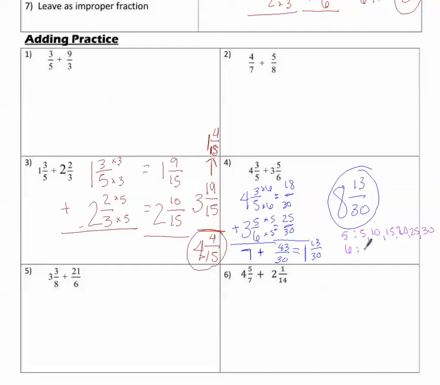Go through your 6's. 6 times 1 is 6, times 2 is 12, times 3 is 18, times 4 is 24, times 5 is 30. The first number that they have in common is 30. That's how you can find your common denominator.